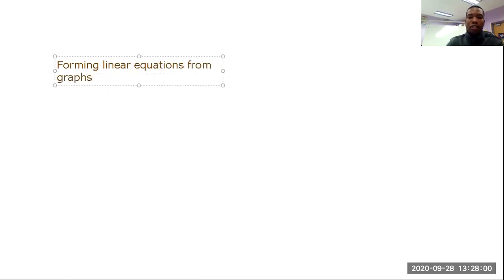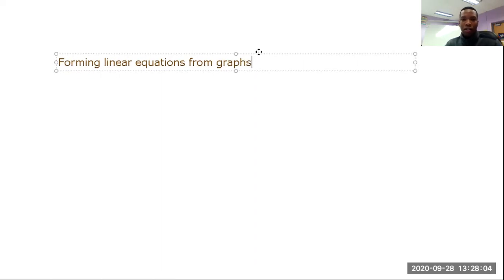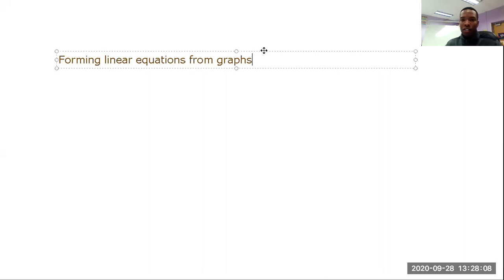So I'm gonna put this right here, forming linear equations from graphs. And please take notes, something. Because whenever you're working your own problems, you could go back and watch this and just look at the pattern. Because math is about patterns and concepts. And the moment you know how to do one concept, you could apply that one concept to a lot of problems.